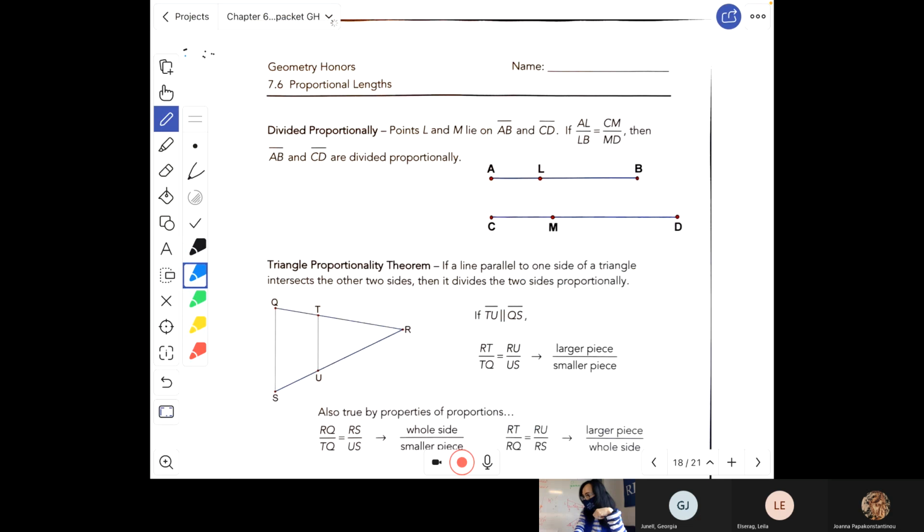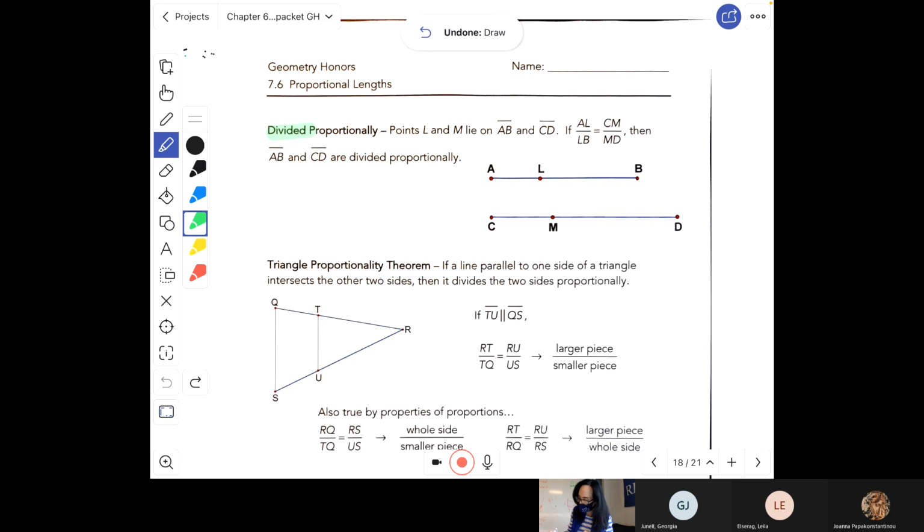All right, we're talking more about proportions just because we haven't done enough with proportions. So there's more properties and theorems that have to deal with proportionality. The first one is divided proportionality. Let's say we have two line segments, and on these line segments we have points. So we have point L and point M on these line segments.